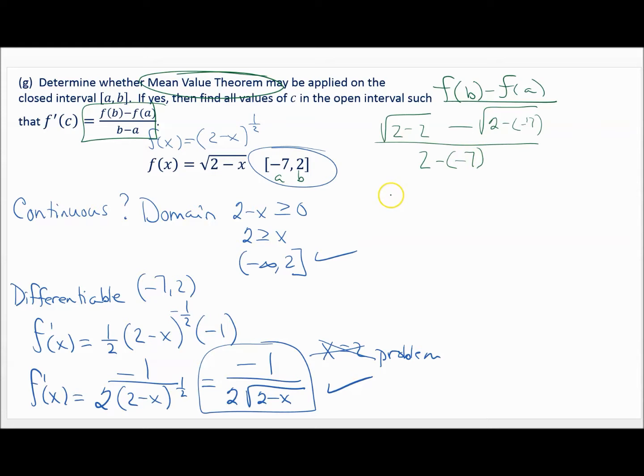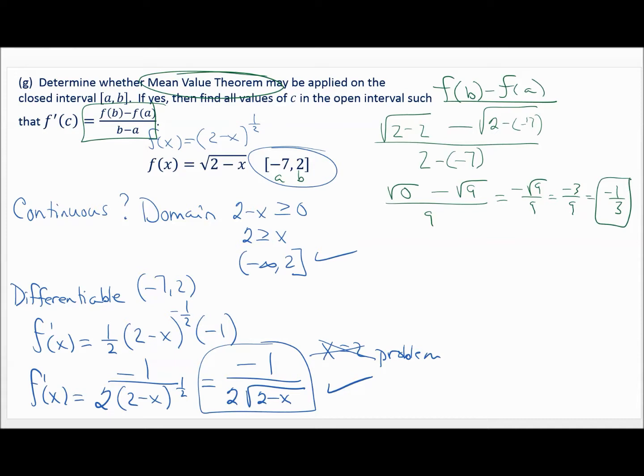And I simplify that. It's going to give me the square root of 0 minus the square root of 9 over 2 minus 7 is 9. That's going to give me negative square root of 9 over 9, which is -3 over 9, which is -1/3. So that's my f of b minus f of a. Again, I'm squaring it off, not because it's my answer at all, but I need to find it.